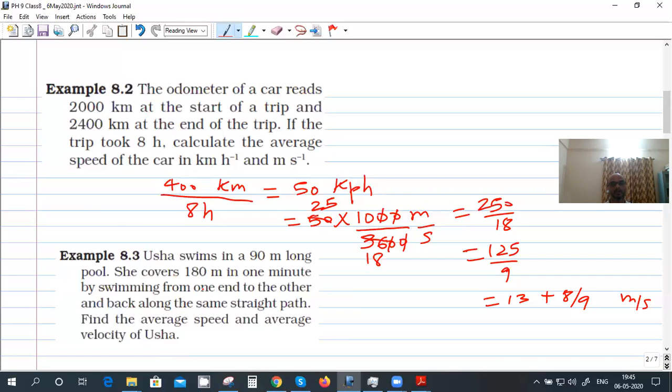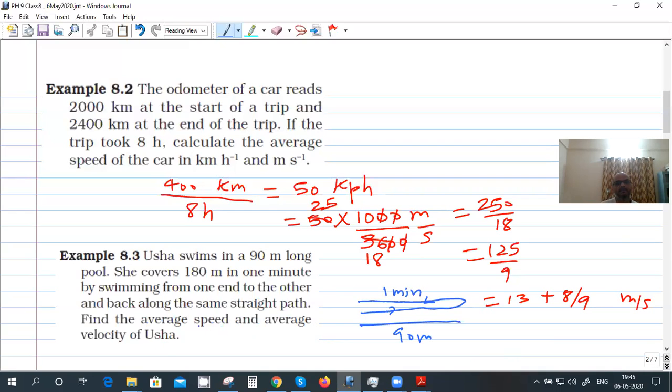Okay. The next one. So her average speed would be 180 meters by 30 meters per second, and her average velocity would be 0 meters per second. First thing, you can draw some sort of a figure. 90 meter long pool, right? So this is 90 meters, and then she covers 180 meters in 1 minute by swimming from one end to another and back. So she is going this way and then coming back. So this is 180 meters in 1 minute.